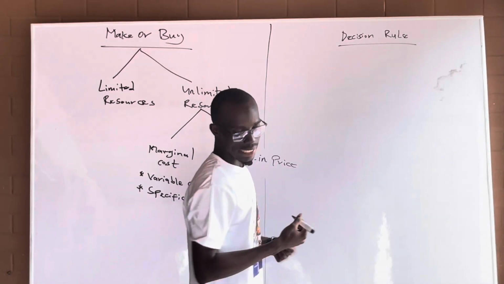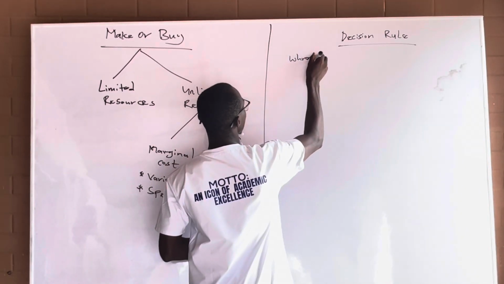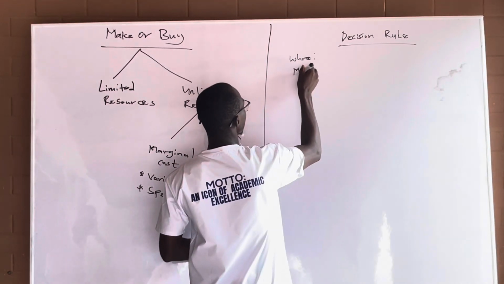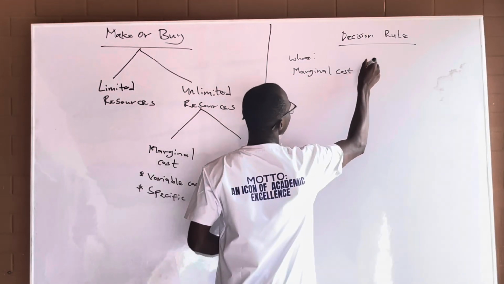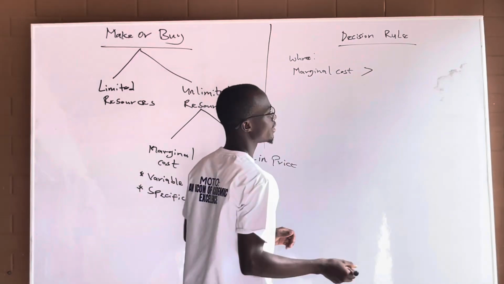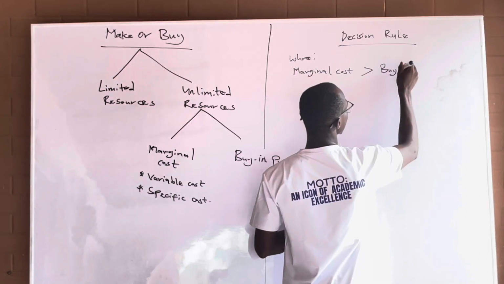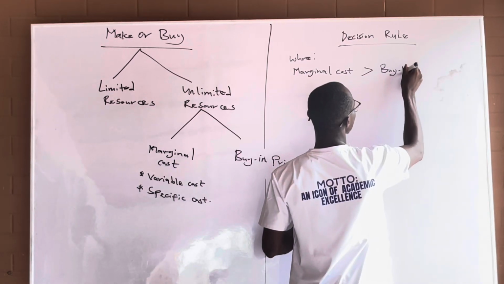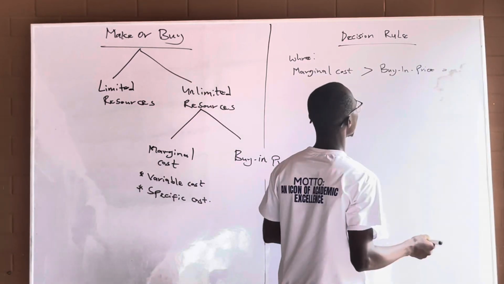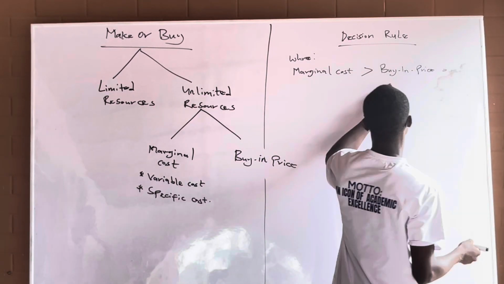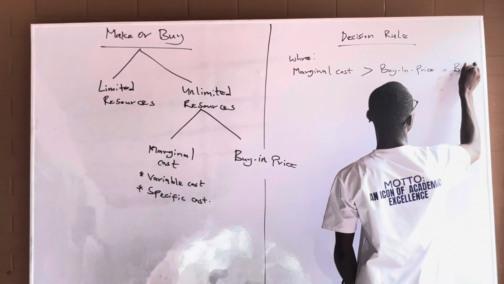The decision rule is saying that where marginal cost is greater than buying price, you should do what? If the marginal cost is higher than the buying price, then we need to go and buy. You need to buy it.